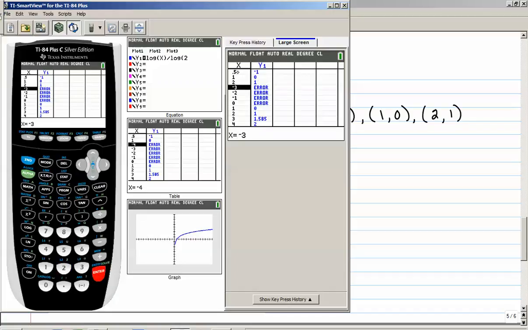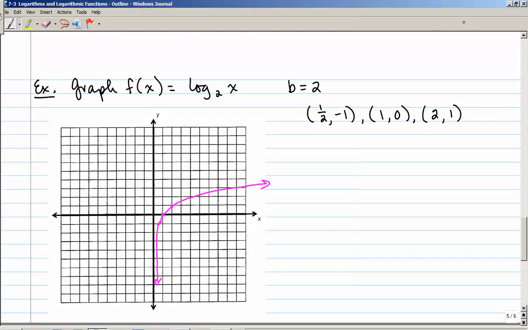When I use 1 over b, that's 1/2, which gives me a negative 1. I always have the point 1, 0, and then b comma 1. I actually think it's a little bit easier to do it that way, although it does require some memorizing. Just remember those points.